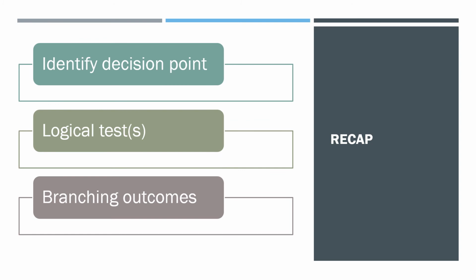So to recap, when we're using logical structures in our programming, we have to identify decision points where the program branches. We have to identify the correct logical tests that will allow us to go along the correct branch, and then we have to work out the different outcomes along the different branches of the program.